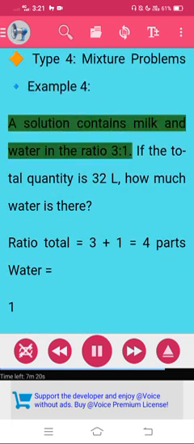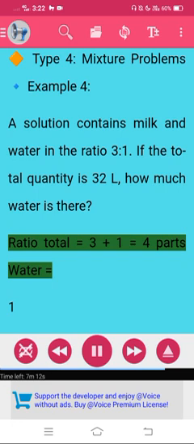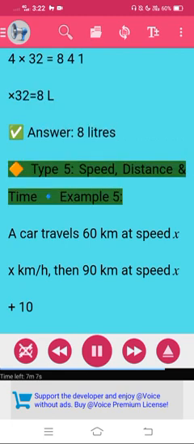Type 4: Mixture problem. Example 4: A solution contains milk and water in the ratio 3 to 1. If the total quantity is 32 L, how much water is there? Ratio total equals 3 plus 1 equals 4 parts. Water equals 1 over 4 times 32 equals 8 L. Answer: 8 liters.